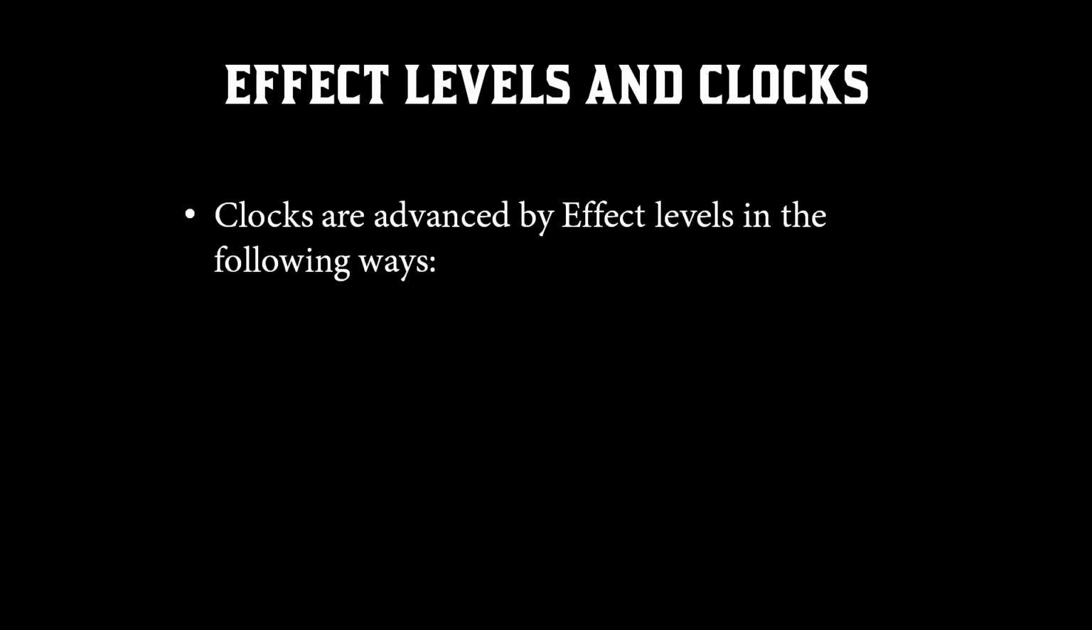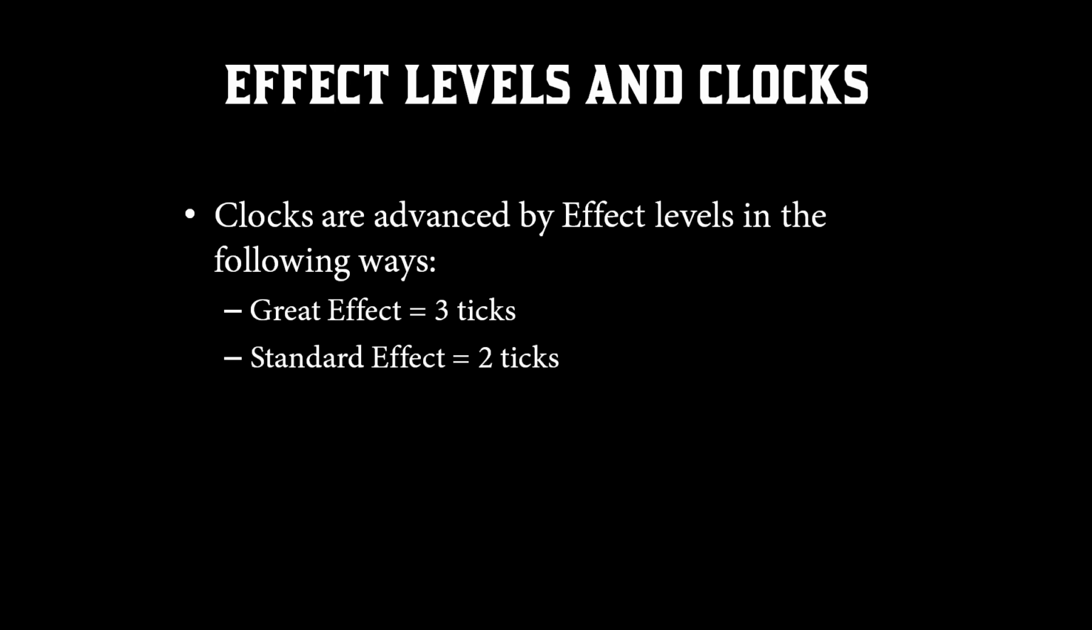So clocks are advanced by effect levels in the following ways. We talk about how they are able to track progress, and the following effect levels have the following advancements. A great effect has 3 ticks on a clock, standard effect 2 ticks, and a limited effect 1 tick. So this is standardized, it's not arbitrary on the GM side. What the GM decides is the effect of the PC action, not how many ticks the PC gets. That is standard and known to both the players and the GM.